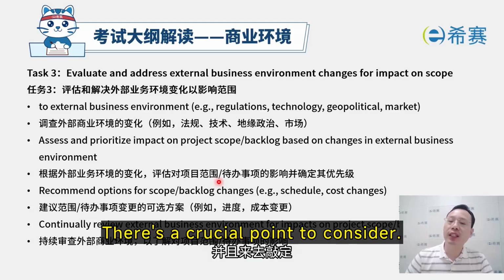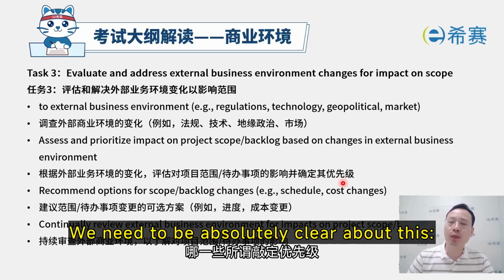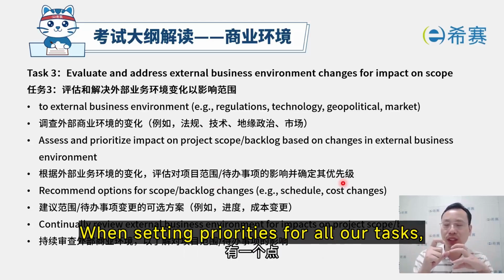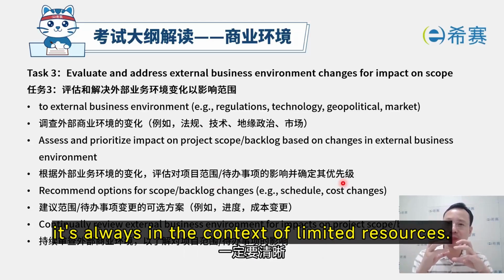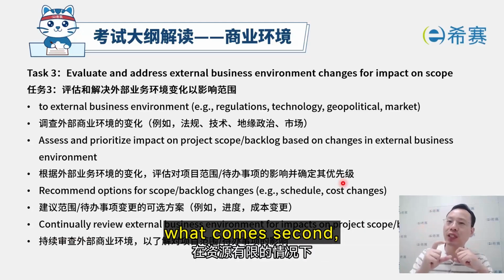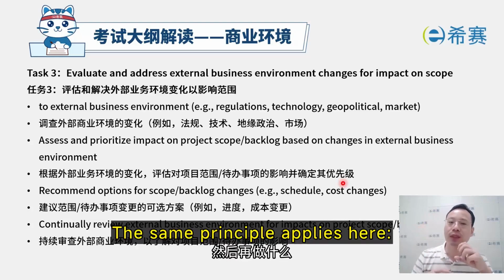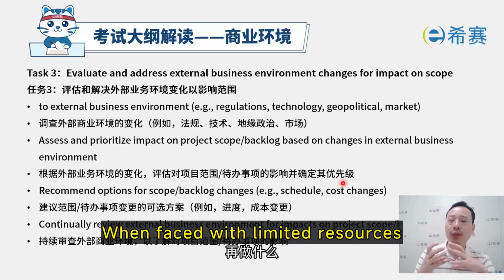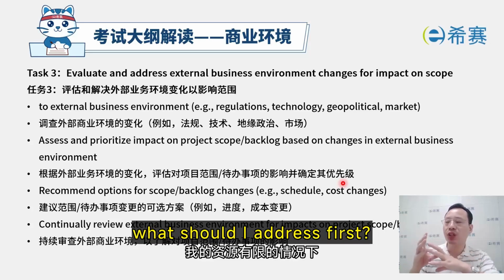There's a crucial point to consider. We need to be absolutely clear about this. When setting priorities for all our tasks, it's always in the context of limited resources. Given these constraints, what should I tackle first? What comes second? And what follows? The same principle applies here. When faced with limited resources and multiple tasks to handle, what should I address first?